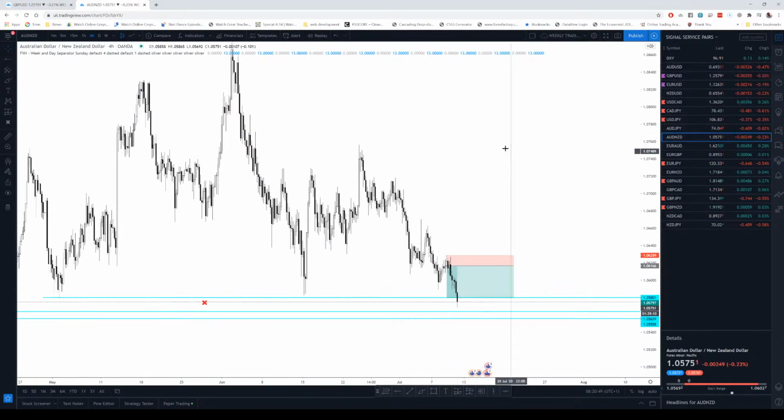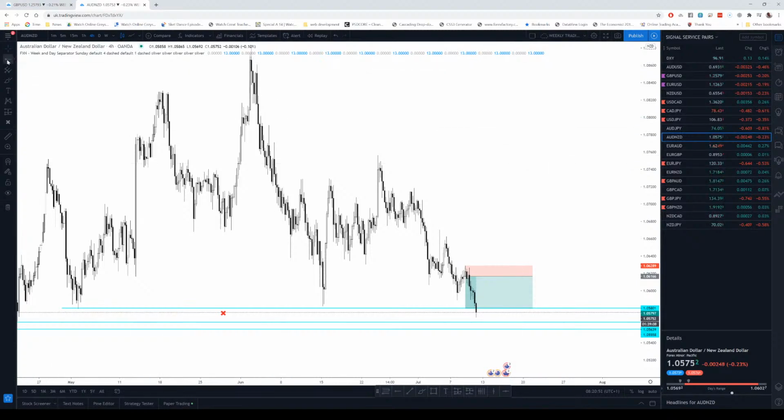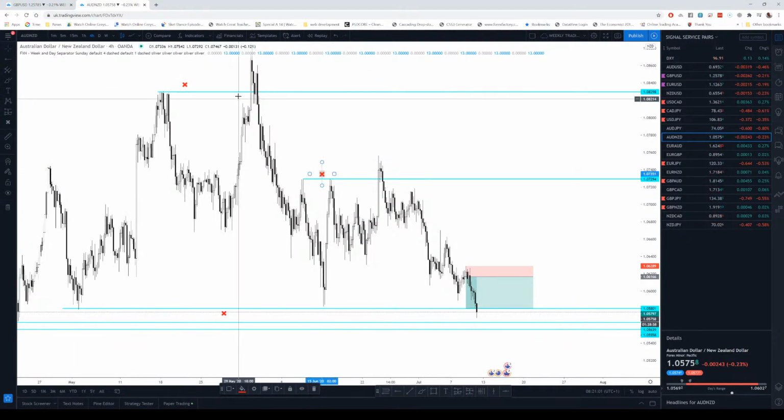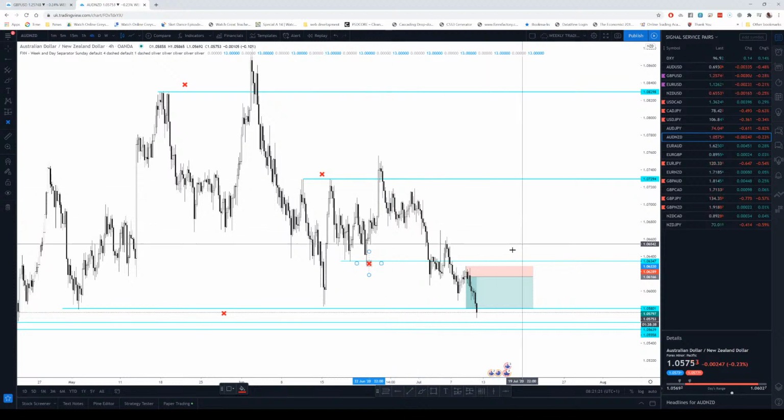Let me quickly run through what I mean by liquidity pools. Above highs and lows, that's where the market is always going for. Always. The market doesn't move because of trend lines. It doesn't move because of these patterns, harmonic patterns and all those things. There's nothing. It's only going for liquidity.